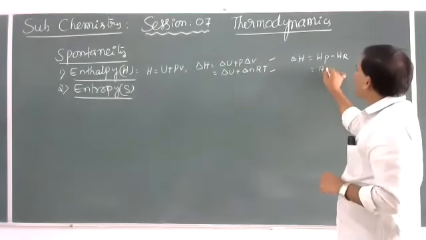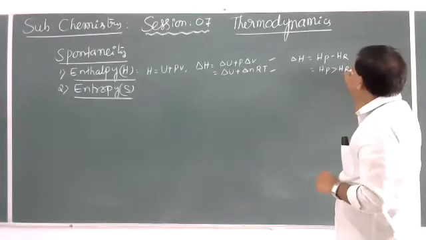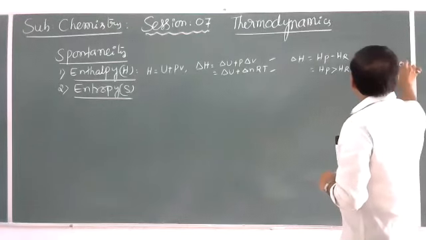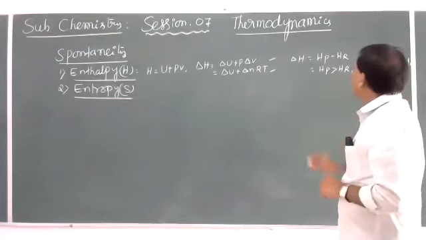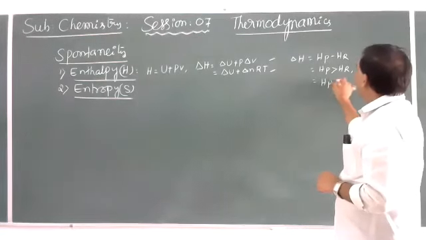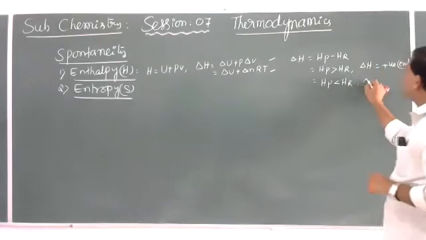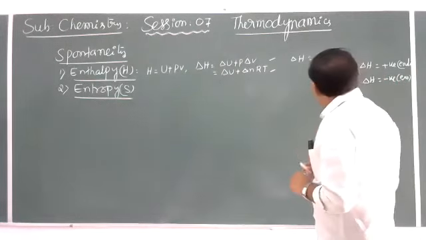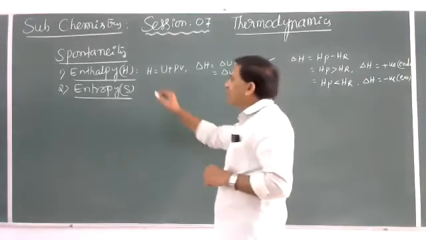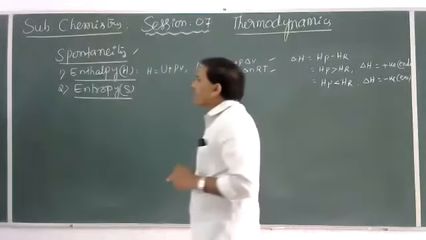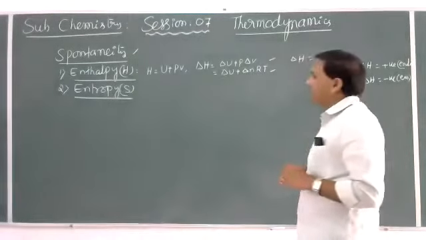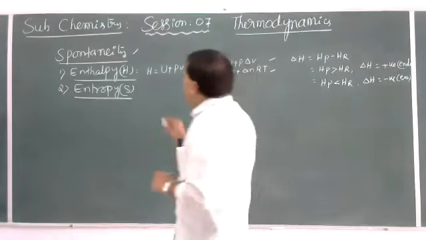Now here, if HP is greater than HR, then delta H is positive, that is an endothermic reaction. If HP is less than HR, then delta H is negative, that is an exothermic reaction. So based on this endothermic and exothermic reaction, to explain the spontaneity, the change in enthalpy, the heat content, is required.